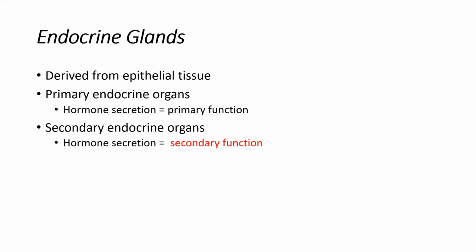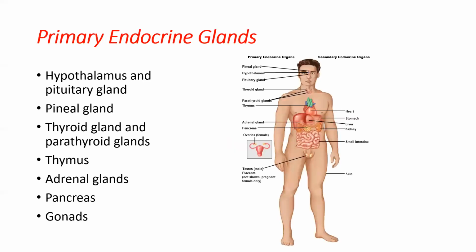We're going to talk about some other examples. Secondary endocrine organs have hormone secretion as their secondary function. So they are performing another major role in the body, but they happen to also produce some hormones. The heart is a really good example of that. The heart has another major function with circulation and the oxygenation of tissues, but it also produces ANP, which is a hormone. So we can think about the heart as being a secondary endocrine gland when compared to the pituitary and the hypothalamus, which are primary endocrine glands.